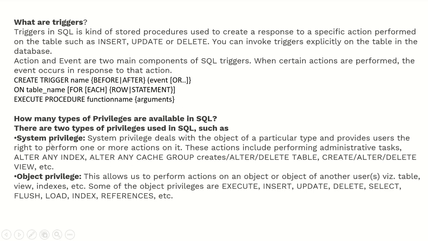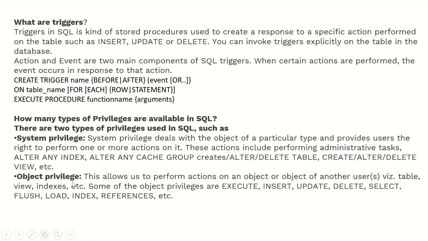Coming to the next question, how many types of privileges are available in SQL? There are two types of privileges used in SQL. First, system privilege. System privilege deals with an object of a particular type and gives the user the right to perform one or more actions on it. These actions include performing administrative tasks, alter any index, alter any cache group, create, alter, delete table, create, alter, delete view, etc. These come under system privileges.